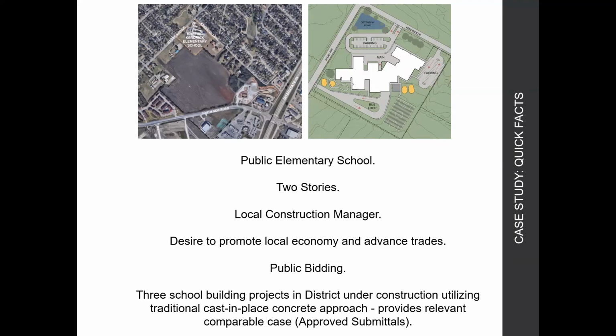We have 3 school building projects in the district currently under construction or just finished construction that we can use. Their approach is traditional cast-in-place concrete, and we have very relevant comparable data. So we have approved submittals from those projects. We know basically what would happen on these projects if we went traditional. Where would the materials be sourced? What would they be? And that's really good for us to be able to compare and keep ourselves on track.